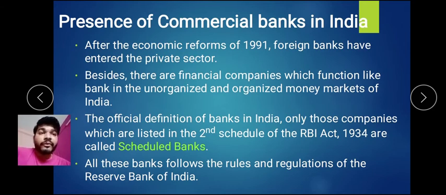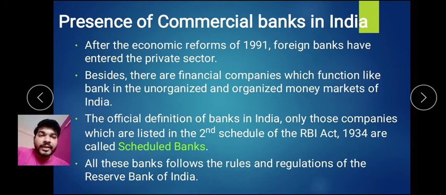Now, how did commercial banks come into existence? They came after the economic reforms of 1991. Many financial companies invested in this and made the unorganized sector into an organized sector with money markets. There are different types of money market. It is organized, which is banks and financial institutions, and unorganized, like private money lenders, shops and other persons who try to give money.